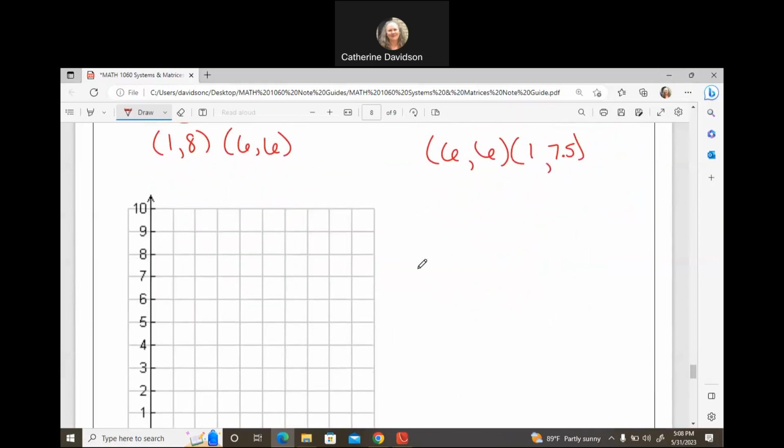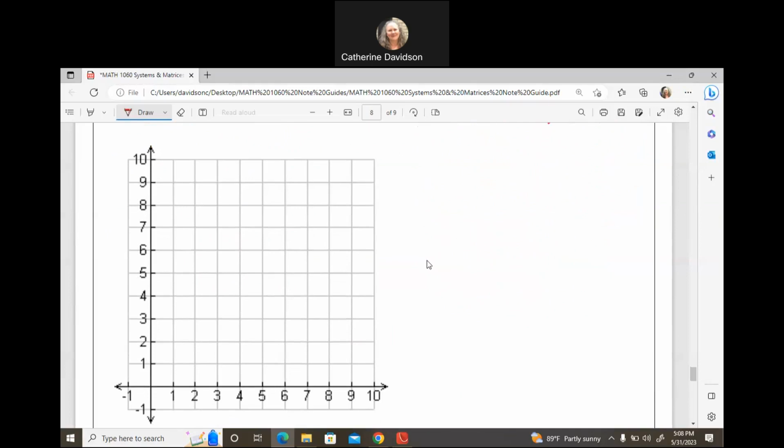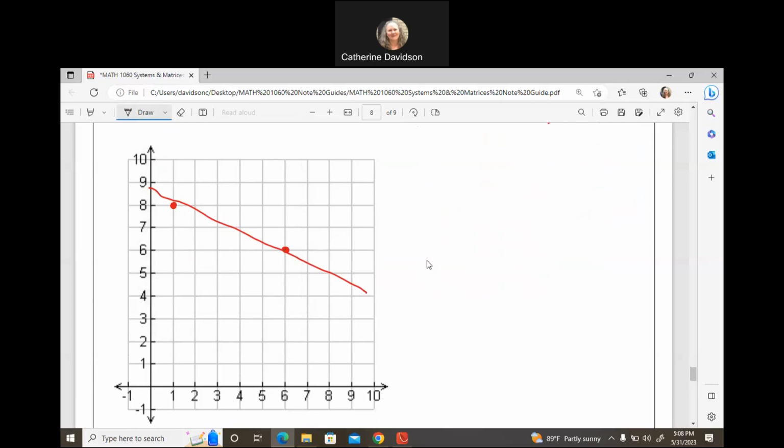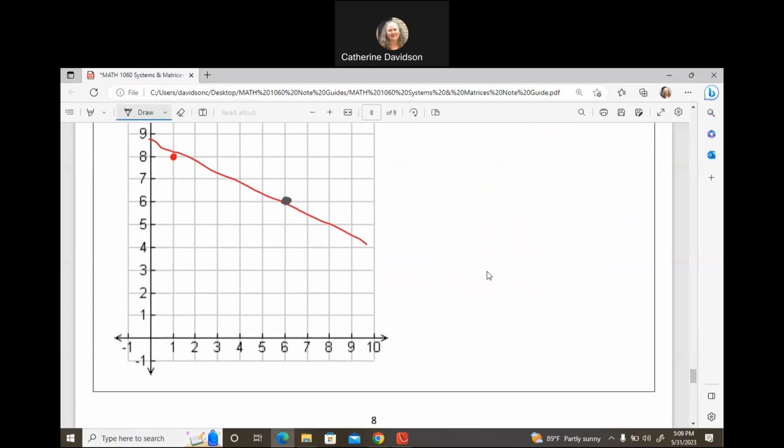All right, so 1, 8, and 6, 6. Over 1 up 8. Over 6 up 6. Again, that line is going to be solid. All right, and we saw that the other one also had the 6, 6 on it. And I believe it was 1 and 7.5. So over 1 up 7.5. Okay.